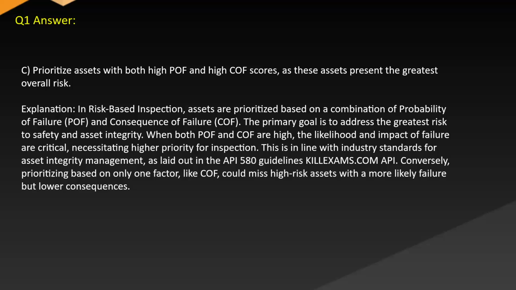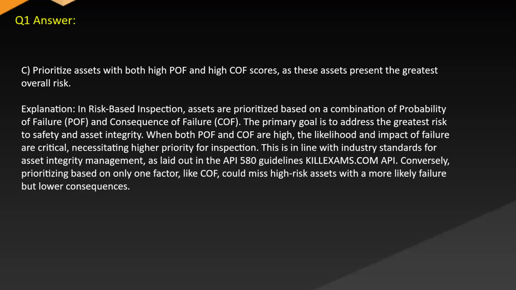Answer. C. Prioritize assets with both high POF and high COF scores, as these assets present the greatest overall risk. Explanation. In risk-based inspection, assets are prioritized based on a combination of probability of failure, POF, and consequence of failure, COF. The primary goal is to address the greatest risk to safety and asset integrity.